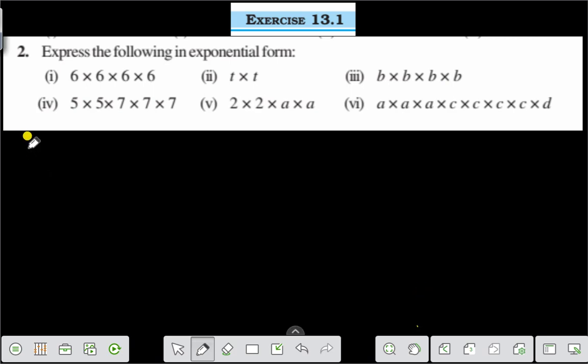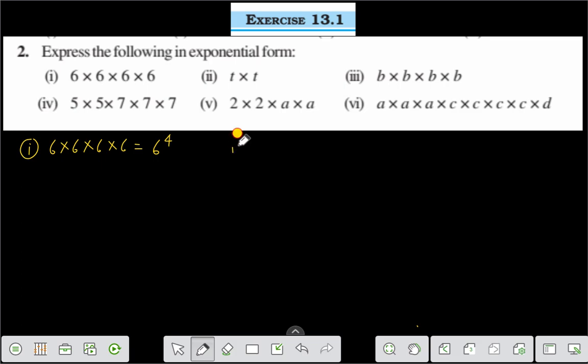Number 1 is 6 into 6 into 6 into 6. That means we are getting 6 to the power 4.